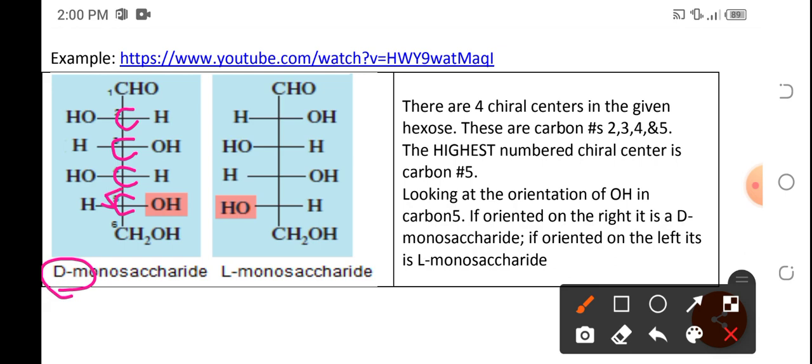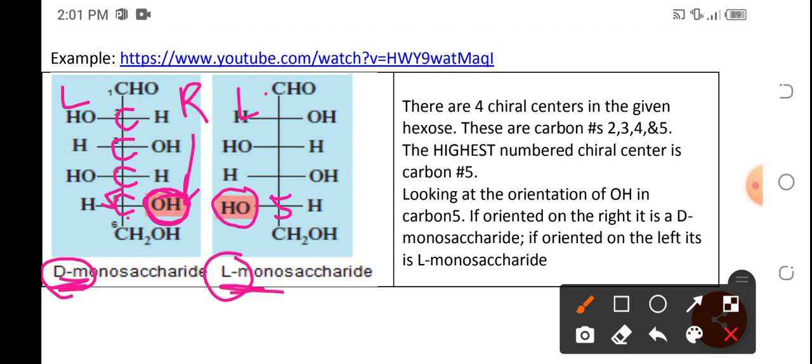So, ang basis natin, si carbon number 5. Nasaan ba ang orientation ng hydroxyl niya? Ito ang left at ito ang right. Since ang hydroxyl ion na naka-attach sa highest chiral center for this example is oriented on the right, then therefore it is a right-handed molecule or D monosaccharide. Dito naman sa second example, ito daw ay left-handed form of a monosaccharide kasi nga ang highest numbered chiral center is at carbon number 5. The hydroxyl on that carbon number 5 is oriented on the left. Okay, so therefore that is a left-handed monosaccharide.